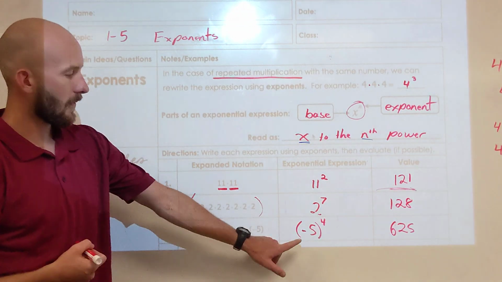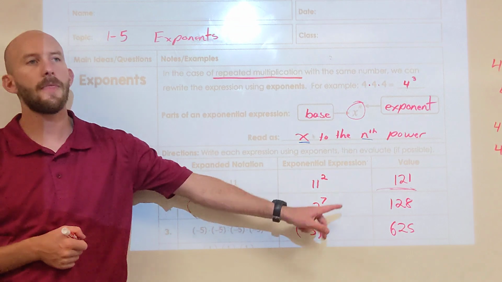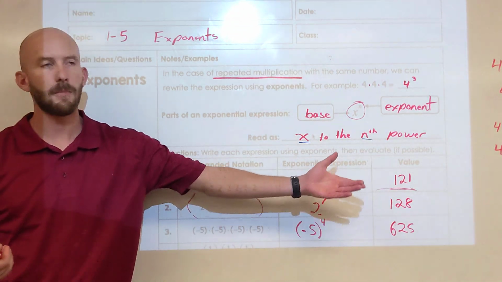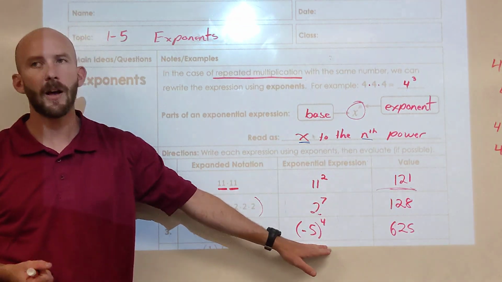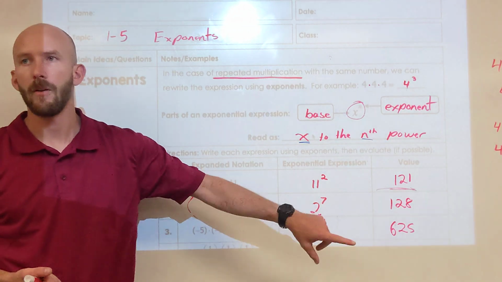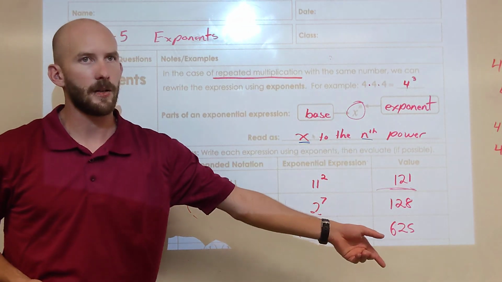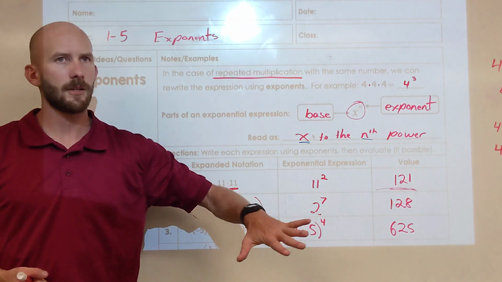And so if I had -5 to the 10th power, it'd be positive. If I had -5 to the 11th power, it'd flip signs again and be negative. Does that kind of make sense?